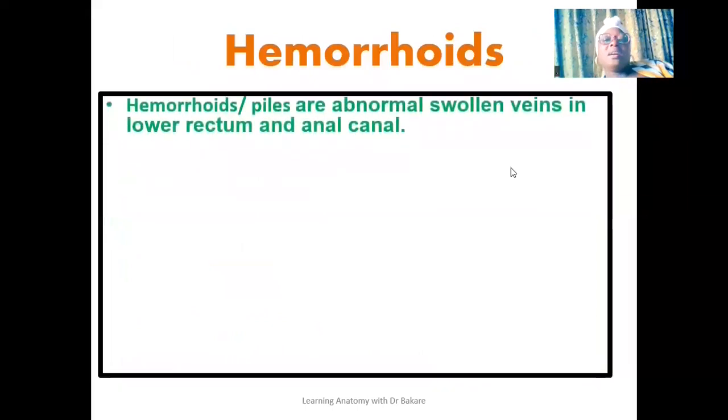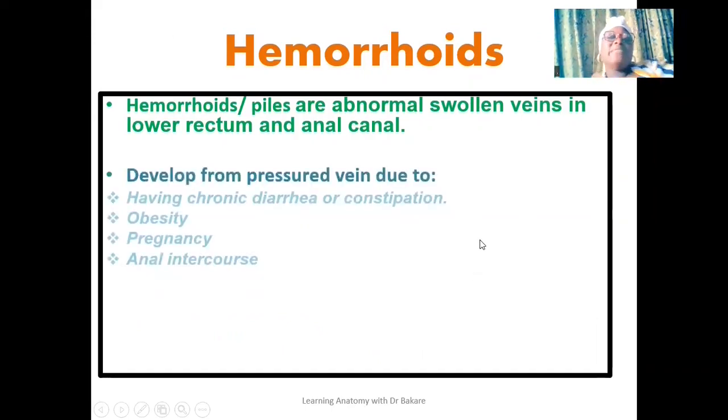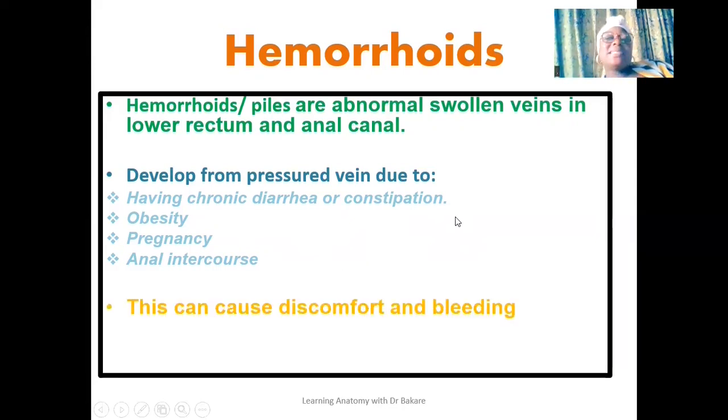Hemorrhoids. Hemorrhoids are abnormal swollen veins seen in the lower part of the rectum or the anal canal. And this will develop when the veins are pressured. What will lead to this pressure include chronic diarrhea or constipation, being overweight, pregnancy, or anal intercourse, which can impart pressure on the venous network of the rectum, and this will lead to abnormal swelling or enlargement of the veins. This can cause discomfort or bleeding depending on the intensity.